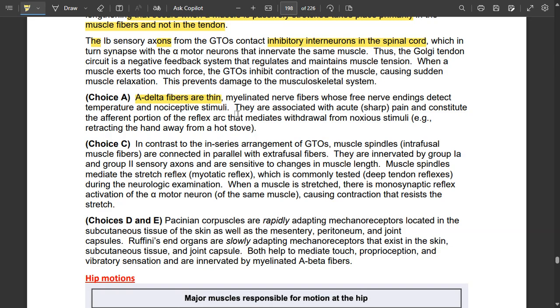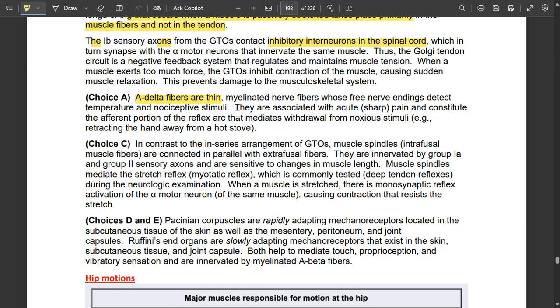In contrast to the in-series arrangement of Golgi tendon organs, muscle spindles, that is intrafusal muscle fibers, are connected in parallel with the extrafusal fibers. Series means one after another, line by line, while the intrafusal and extrafusal fibers are connected in parallel.